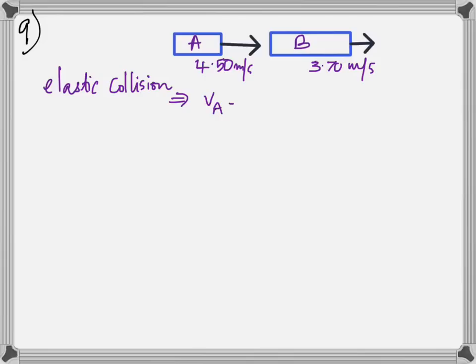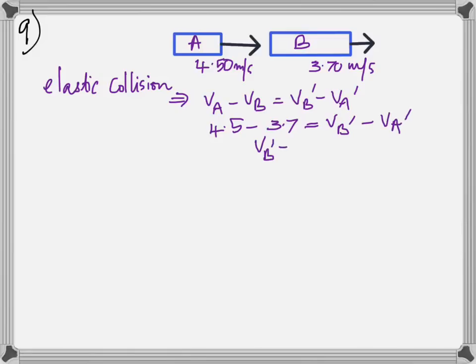Therefore, we can use VA minus VB is equal to VB prime minus VA prime. Plugging in the numbers on the left hand side, we get 0.8 is equal to VB prime minus VA prime. Call that equation 1. Or we can switch and write VB prime is equal to VA prime plus 0.8, and that's one equation.